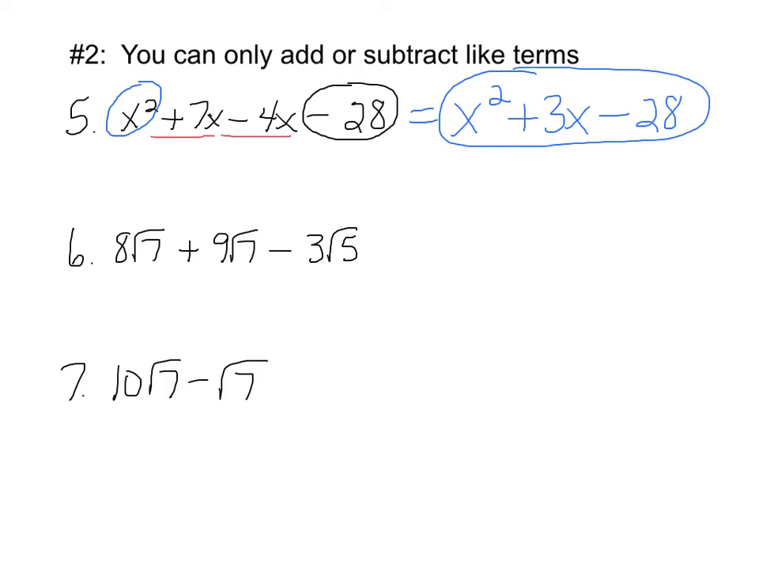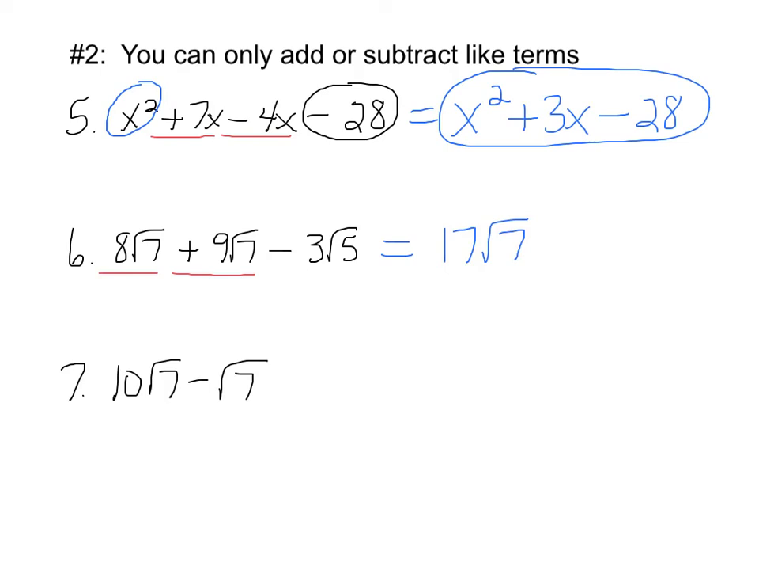Same exact thing happens with square root symbols. Exactly the same thing. I notice in this first one that I have an 8 radical 7 and a positive 9 radical 7. Those are my two like terms. So if I add those together, I would end up with 17 radical 7.